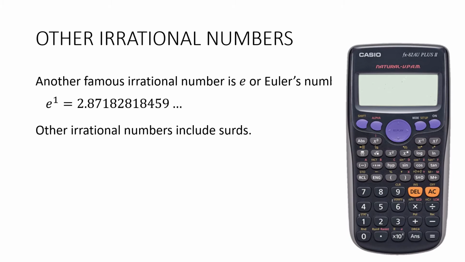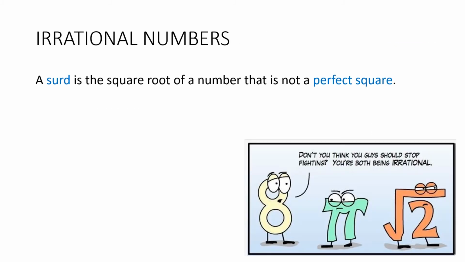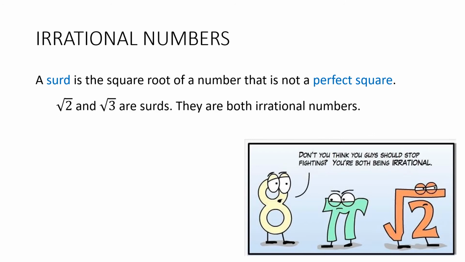And other irrational numbers include surds. A surd is the square root of a number that is not a perfect square. So for example, square root of 2 and square root of 3 are surds, and they're both irrational numbers. So you can see how 2 and 3 are not perfect squares. Do you remember the perfect squares? They're 1 squared, 2 squared, 3 squared, 4 squared, etc. So 1, 4, 9, 16. 2 and 3 are not perfect squares.